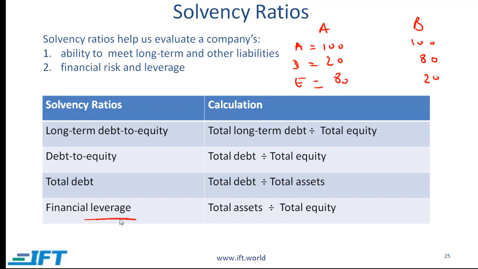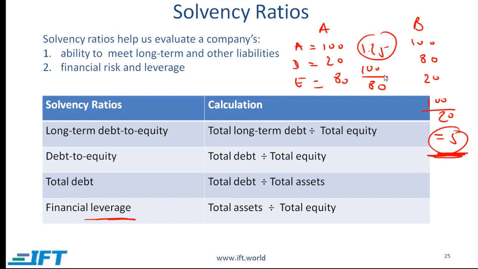If you look at the financial leverage ratio for A, it is assets 100 divided by equity. So this would be 100 over 80. Whereas for company B, it is going to be 100 divided by 20, which is equal to 5. So notice that debt is automatically considered. This ratio of 5 is much higher than the ratio of 1.25 over here. A high leverage ratio means a very high level of debt and hence high financial risk.